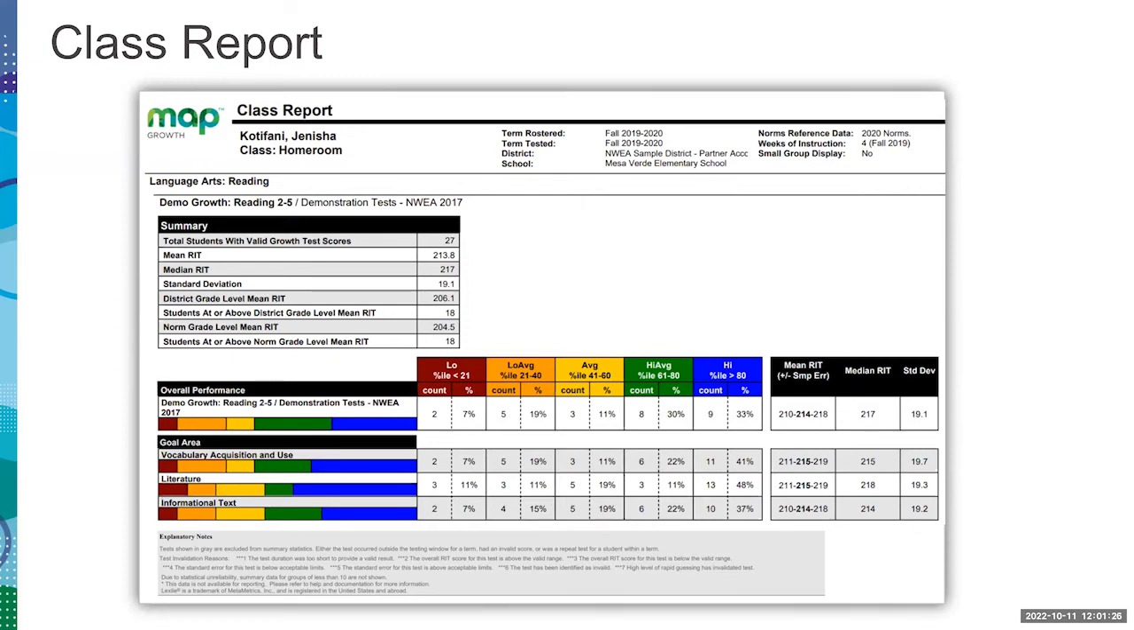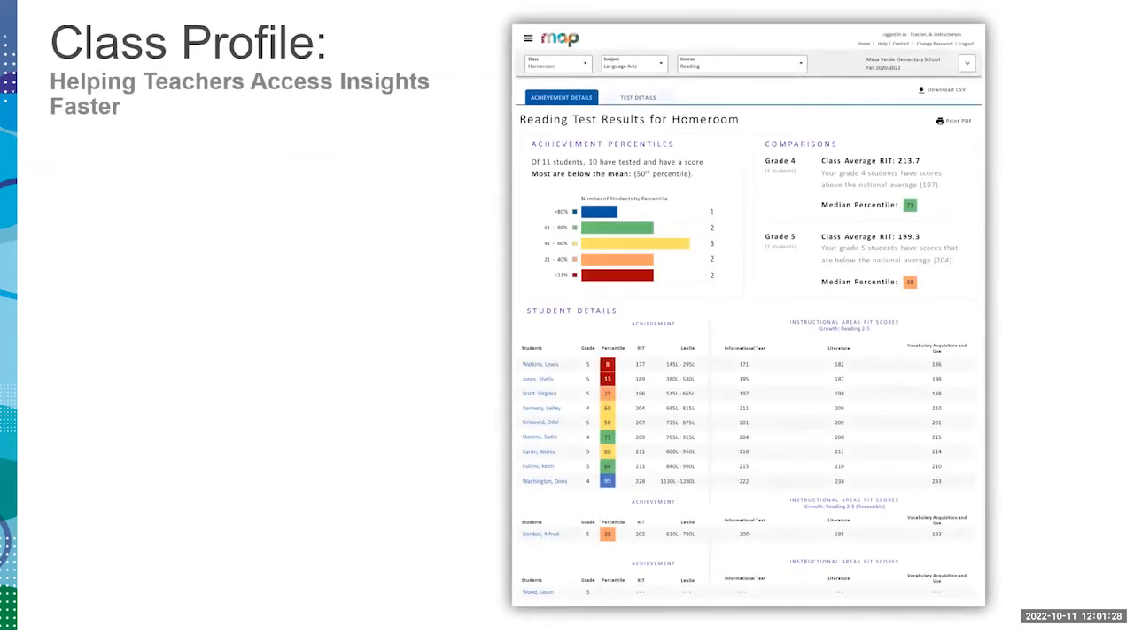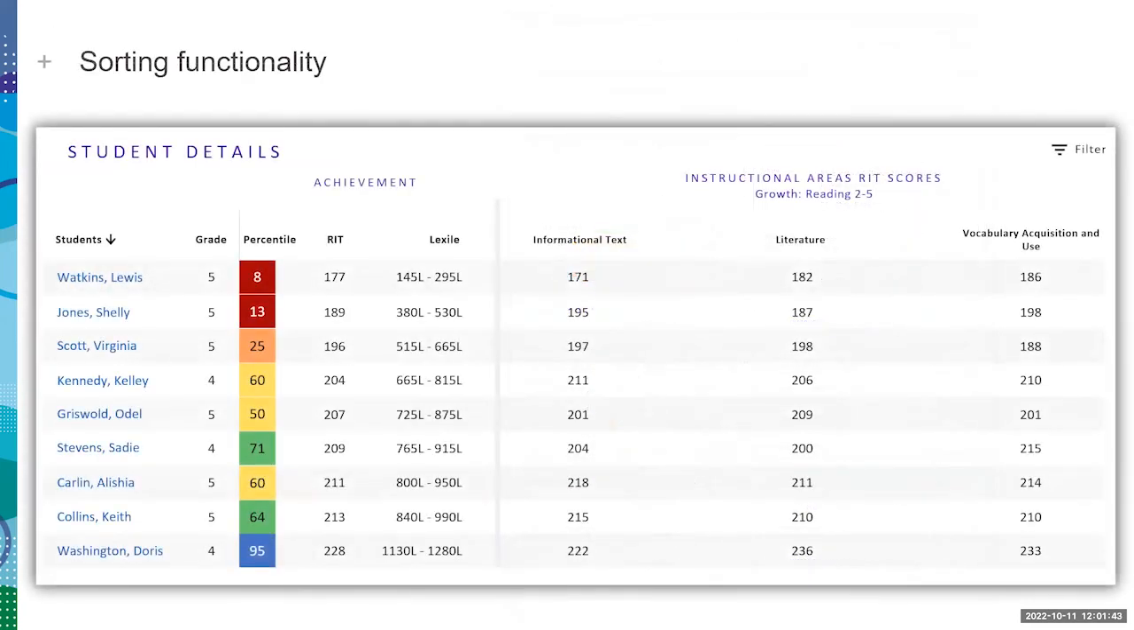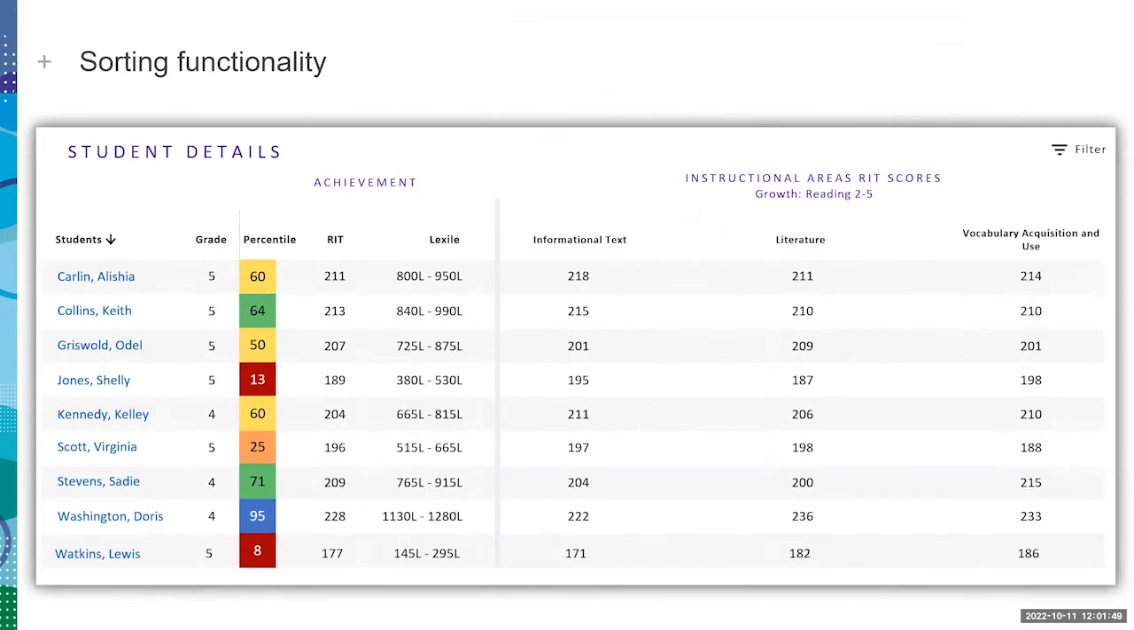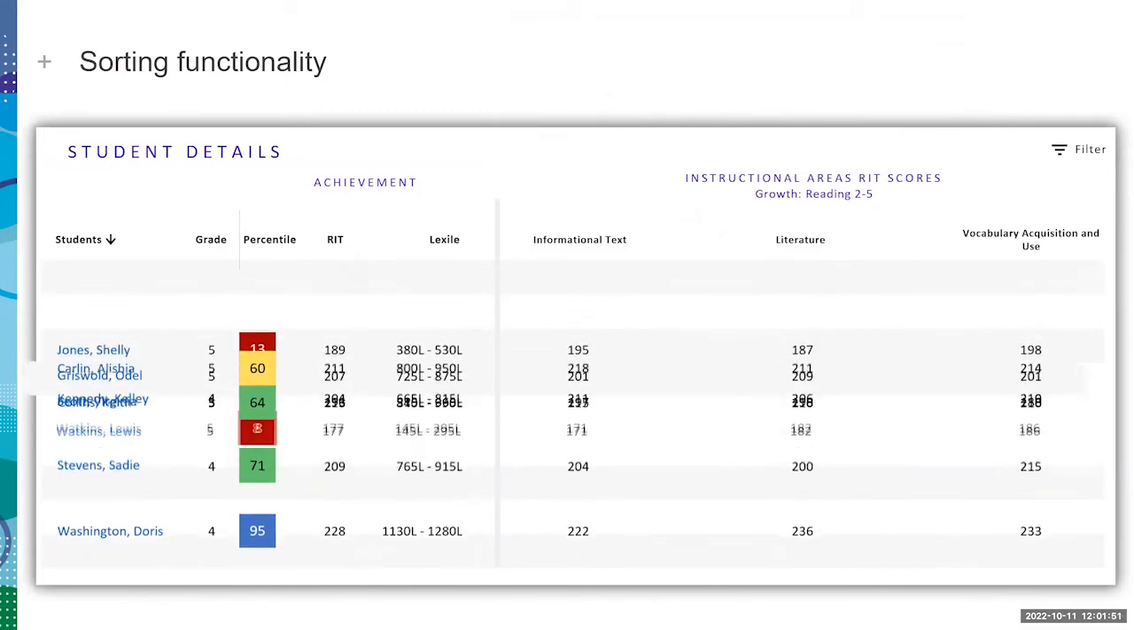At the teacher level, the class profile report is something that you might work with the teacher as you are designing those instructional activities. Each teacher has an interactive report for each of their classes. It has the classes and it's able to be sorted. So you can sort it alphabetically if you want to look at the kids. You could also sort it by RIT.